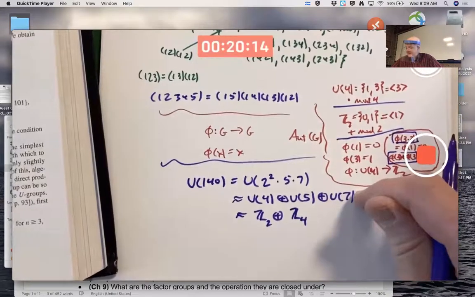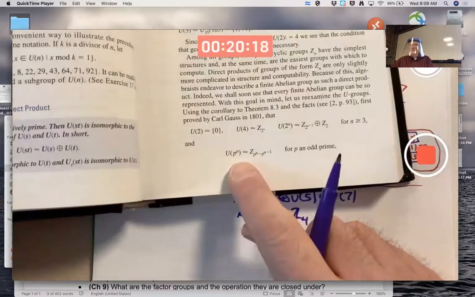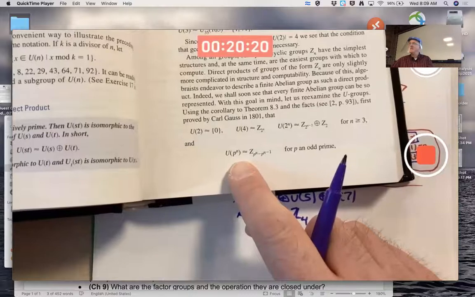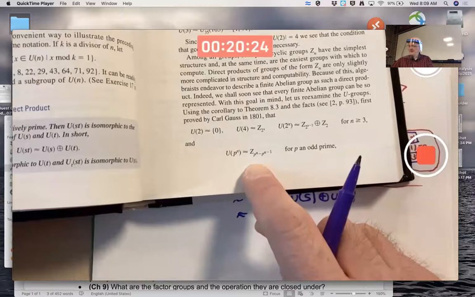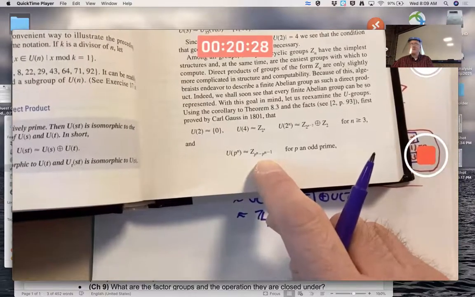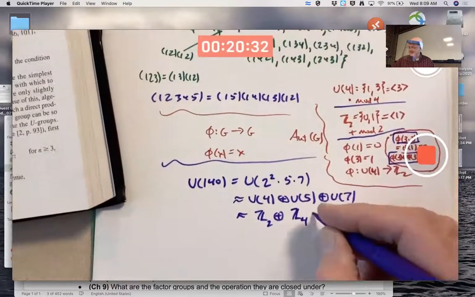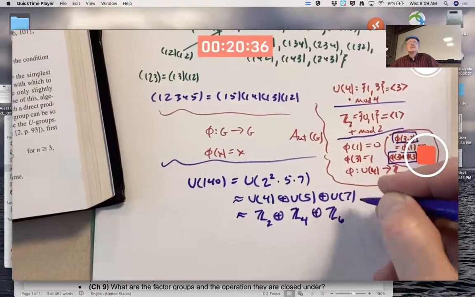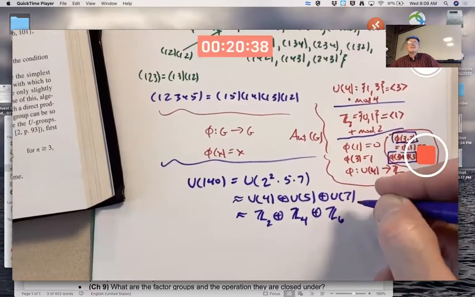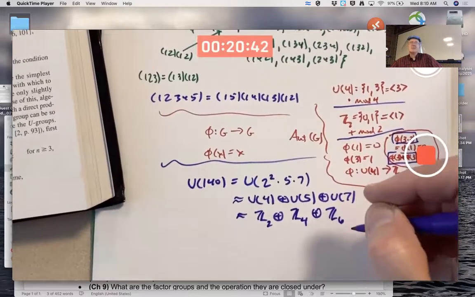For U7, use this again with thinking of p to the n as being 7 to the first. It's going to be cyclic. 7 to the first minus 7 to the 0 is 7 minus 1 is 6. This is isomorphic to Z6. It does have 6 elements, 1, 2, 3, 4, 5, 6. It is abelian. It's got to be isomorphic to Z6.